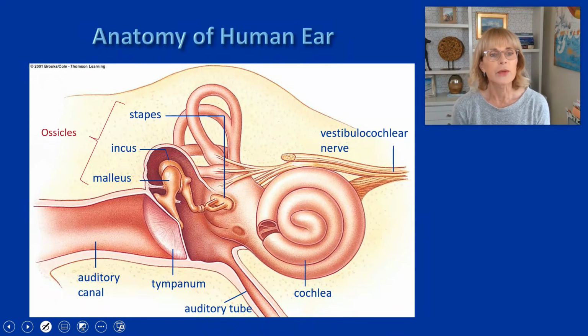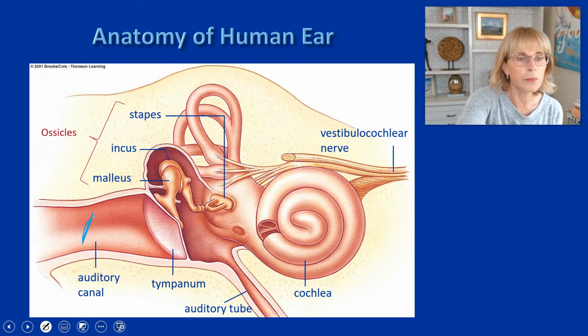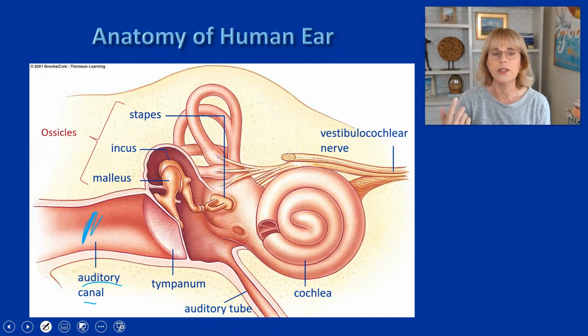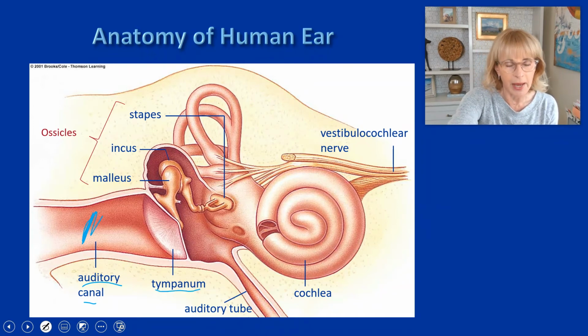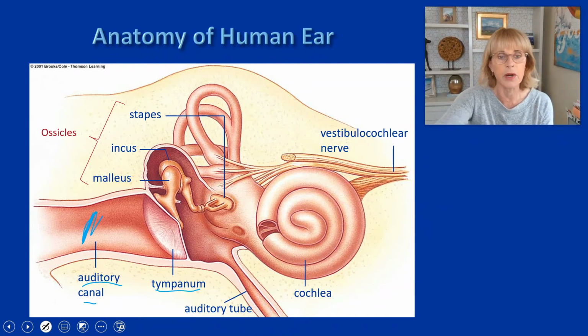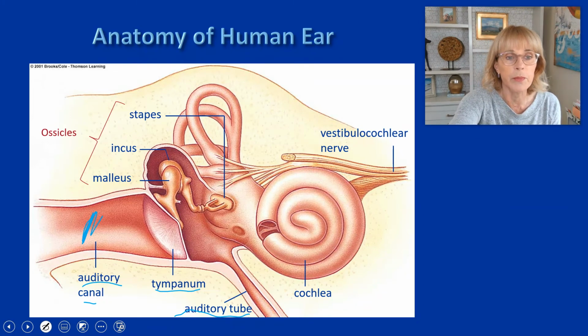All right, so now we're looking at a little part of the outer ear, the auditory canal, also known as the external acoustic meatus, also known as the external auditory meatus. We've got the tympanum, also known as the tympanic membrane. We've got the auditory tube, also known as the eustachian tube. Great. Now, I wanted to focus your attention here on the middle ear.